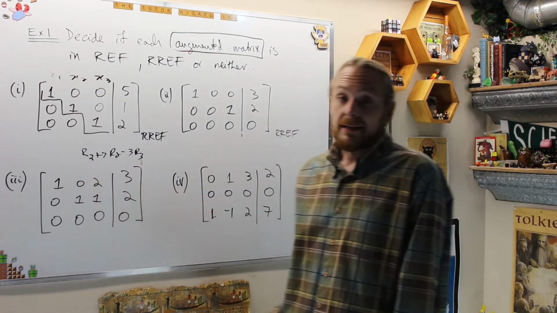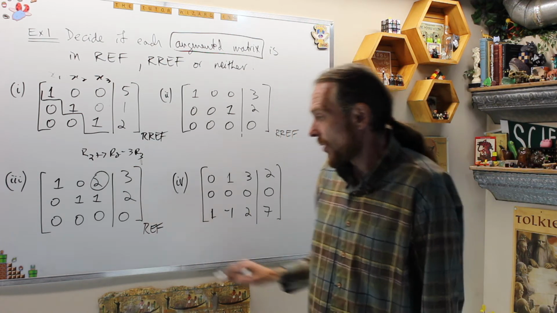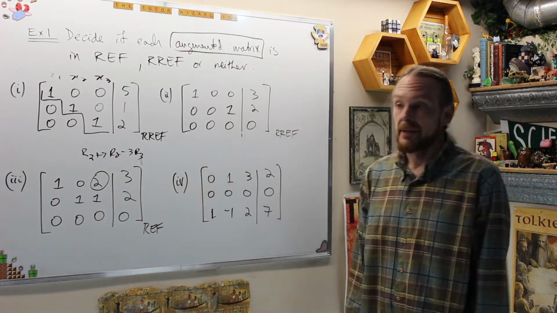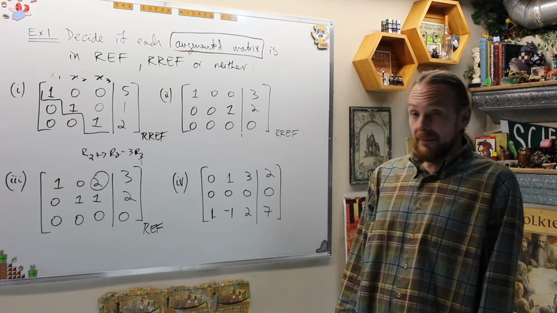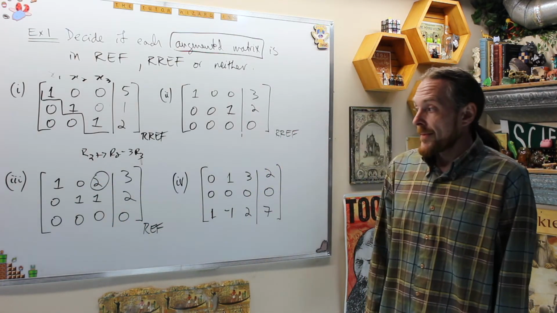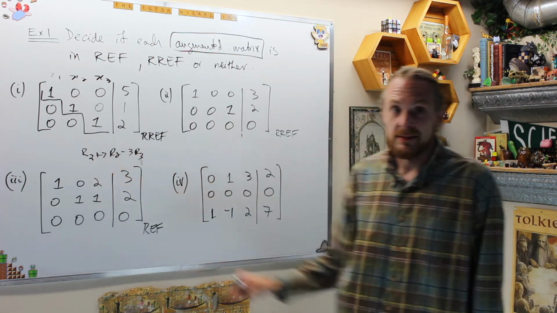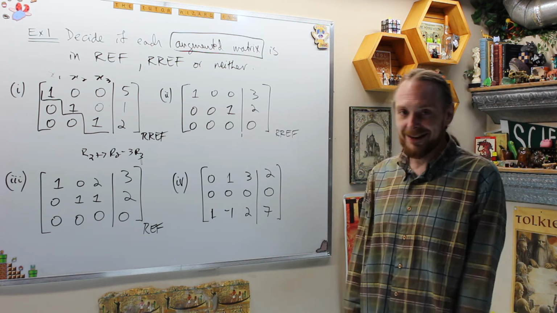This one again is close, but this guy's ruining it. It's in REF. Why? I have a 0 row. Check. It's at the bottom. Do I have non-leading entries? Yes. Zeros below. And then, that was a mistake. Did you see it? Don't wait till you analyze.